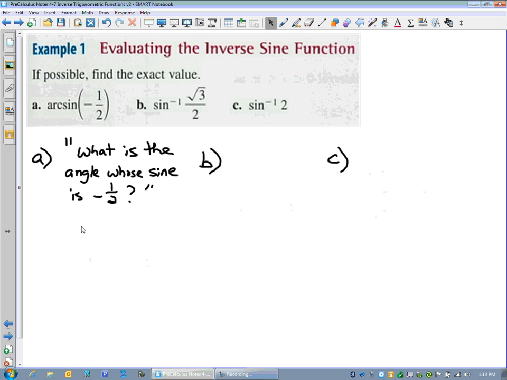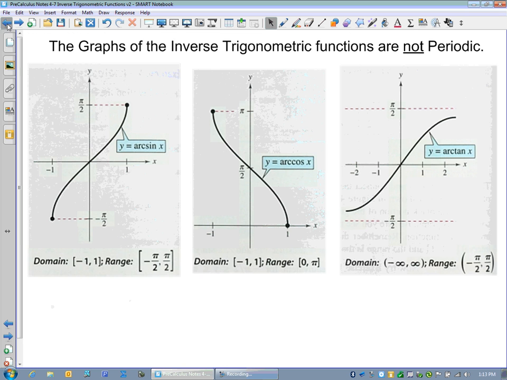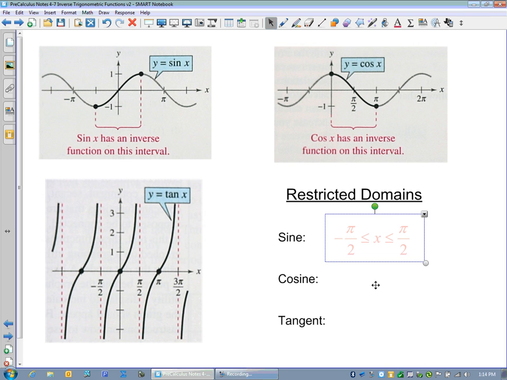And in the restricted domain, if we look at our restricted domains again, one thing to point out is that the restricted domain for sine is -π/2 to +π/2. That represents quadrant 4 and quadrant 1. For cosine, it's 0 to pi. That represents quadrant 1 and quadrant 2. And for tangent, same as sine, it's quadrant 4 and quadrant 1. Those are where we want to draw our triangles.